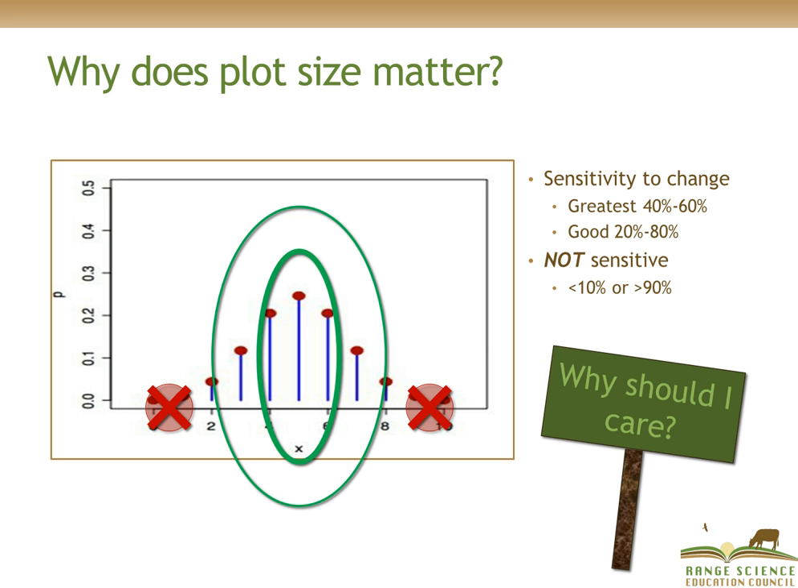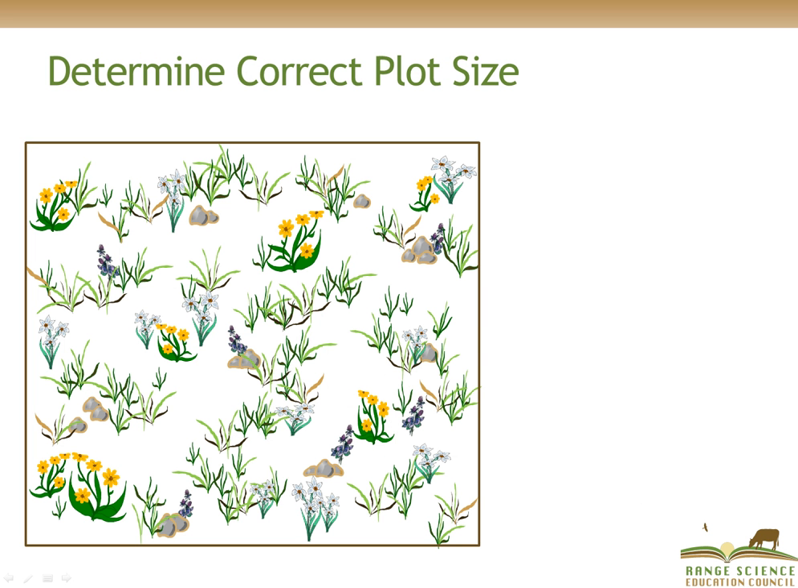Now, we know that vegetation change happens, and that's why we're measuring frequency in the first place. So frequency is going to change. We need to avoid using quadrat sizes that produce frequency estimates in these extreme ranges. Now first, let's talk about how we determine the correct quadrat size in the first place.